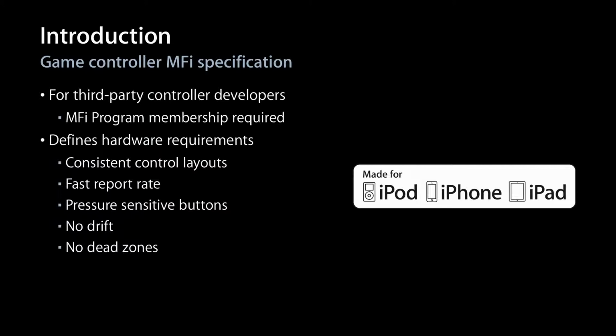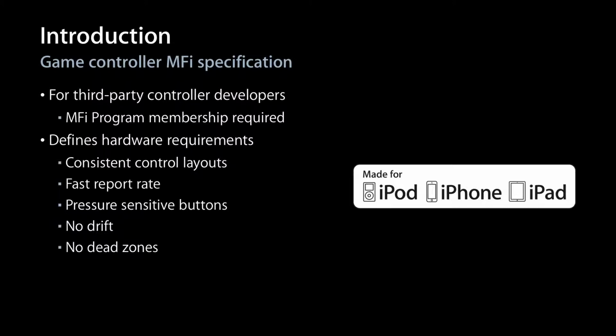The first part is a spec that we're providing to the manufacturers of game controllers who are in the MFi program. The spec defines a standard way for third-party accessory developers to build controllers as part of our Made for iPhone MFi program. The spec is going to define all the physical and technological requirements of the controllers, how the controls are laid out, how they behave, the data transport between the controller and iOS, and so on.